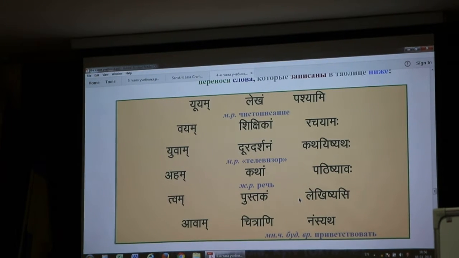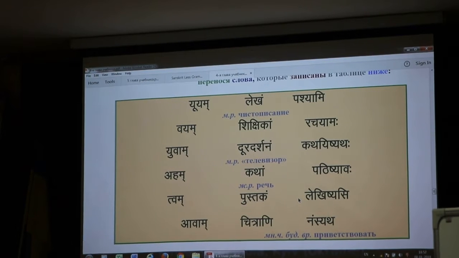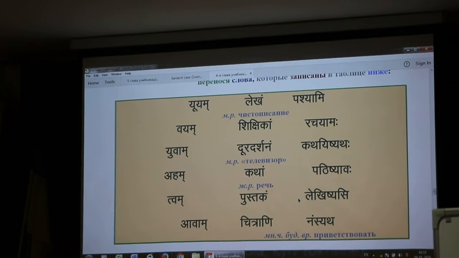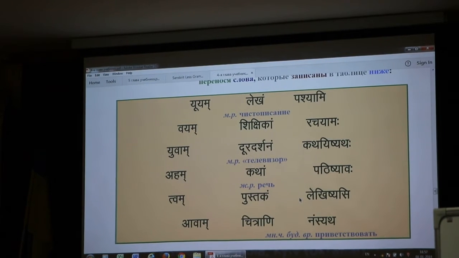And the last one, will you try? Avam. Patishyava. Pustakam. Avam patishyava pustakam.